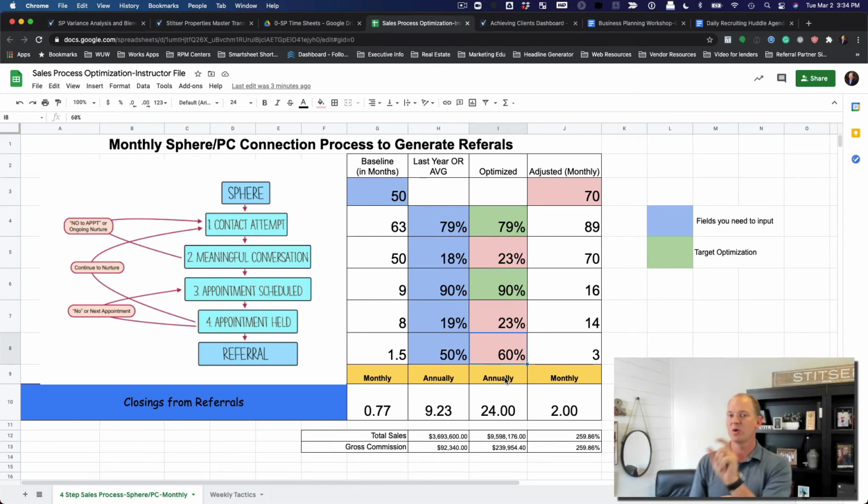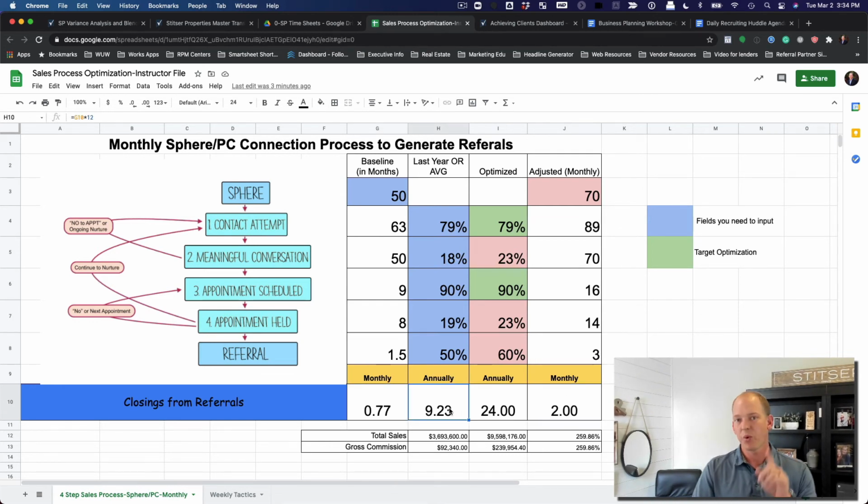So it's a small tweak in performance, and there's a few things to understand that we teach in the 6 Drivers. A lot of them are just mindset. They're not these massive changes. They're just mindset that help you get incrementally better at each one of these areas, okay? So you go from 50% to 60%. That outcome takes you from 0.77 transactions per month to 2 transactions per month.